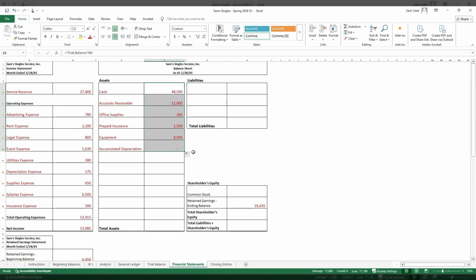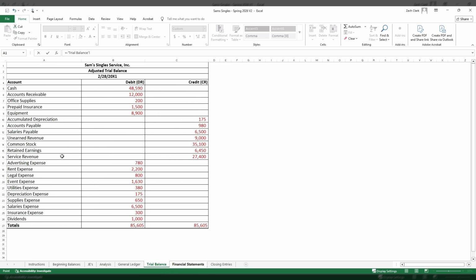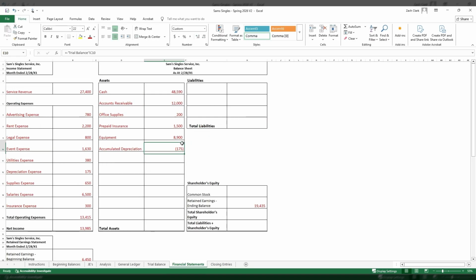One little thing here, be careful, you might just drag this and go, oh yeah, keep dragging down. But remember that the accumulated depreciation is a contra account. Since it's a credit here, we're going to actually show this as a negative on the balance sheet. We don't show debits and credits on the financial statements, right? But we do want to reflect that the accumulated depreciation is a reduction of the equipment balance.